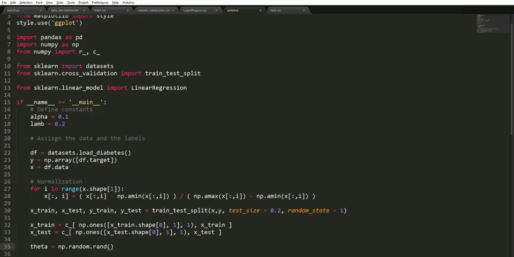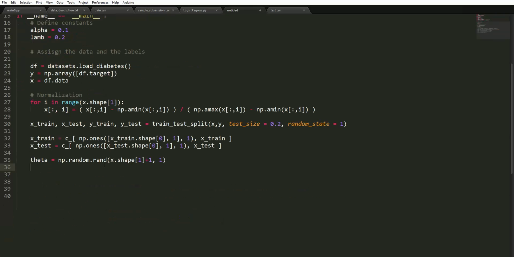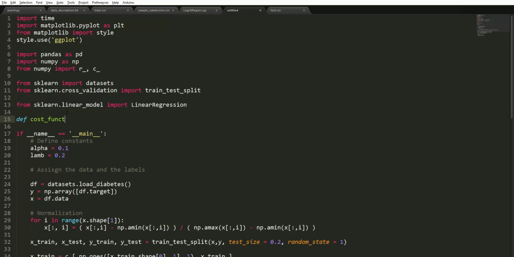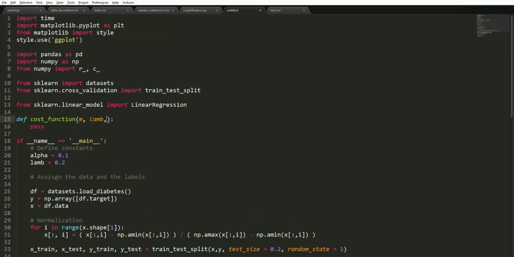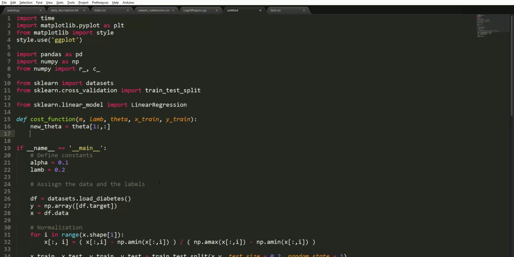Okay, so the next thing is to create the theta variable, which is going to give us our parameters. Remember that it has to be n plus 1 features, and then we're going to define our cost function. In our cost function, we're going to compute the cost of our function with respect to the theta, and for that we're going to create a new theta that is going to contain all except for the first bias term that, remember, doesn't have to be regularized.